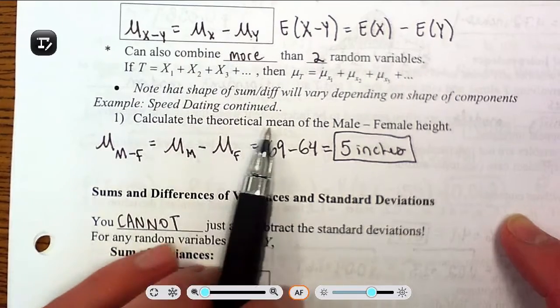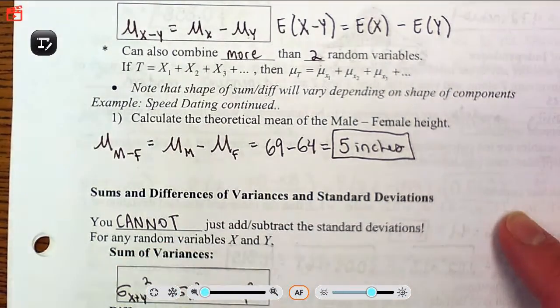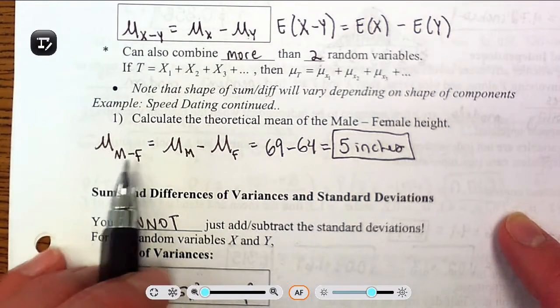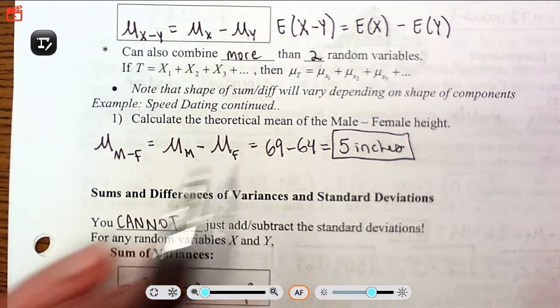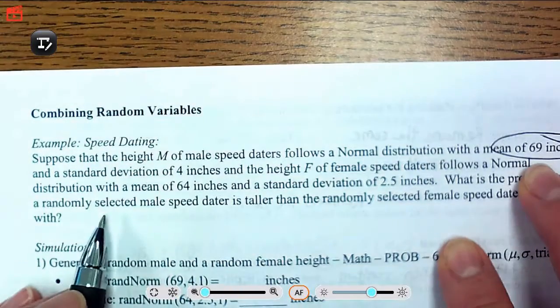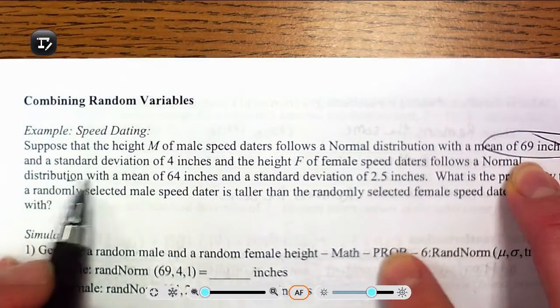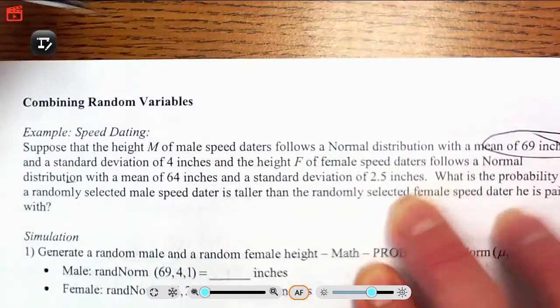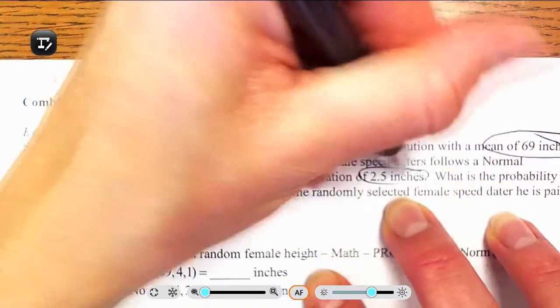Okay, calculate the theoretical mean of male minus female height. So mean of male minus female height is mu male minus mu female. Now, in this speed dating exercise that we're going to skip over here, we said that a male has a height of 69 inches and a female has a height of 64 inches.